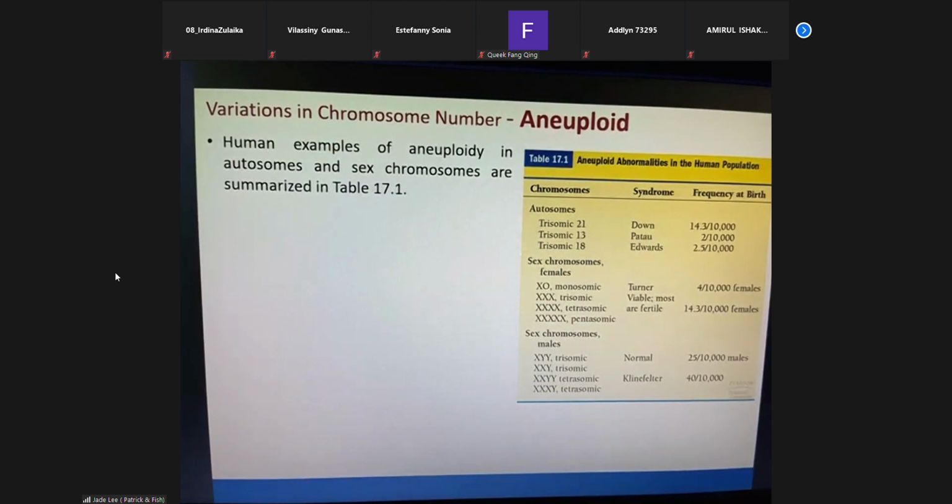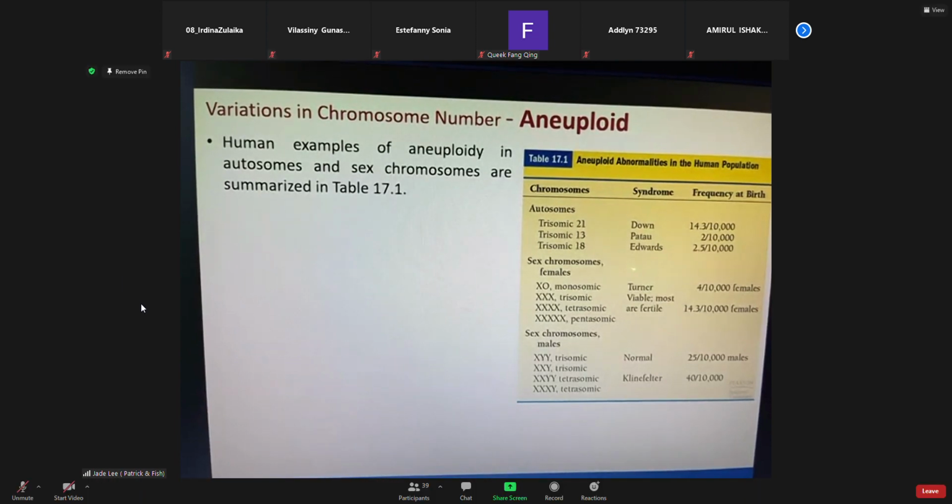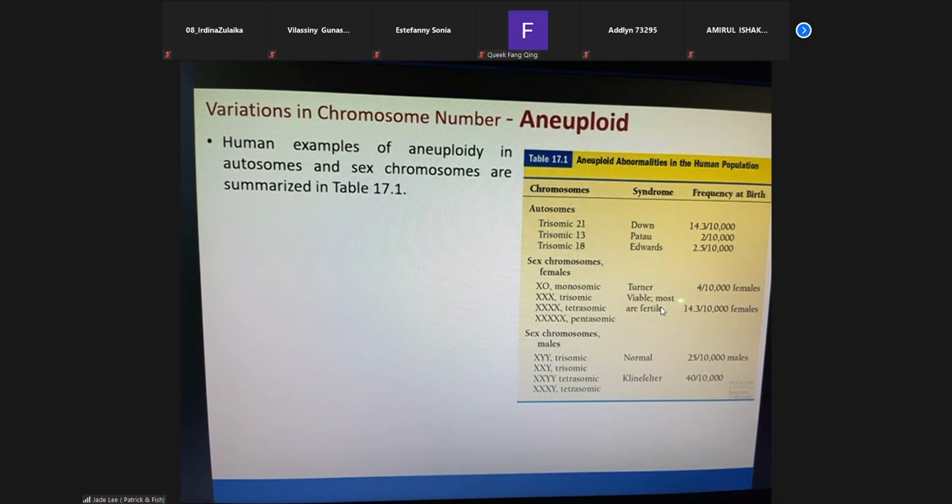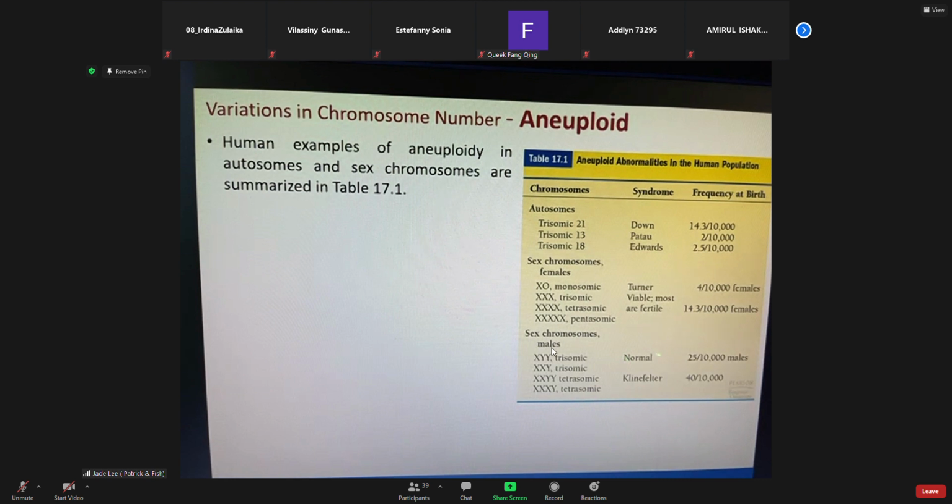Okay, kalau kita tengok sex chromosome female, kalau XO is monosomic, dia akan hasilkan Turner syndrome, yeah, which is 4 in 10,000 females. Whereas kalau XXX trisomic, dia viable most, okay, and kalau XXXX tetrasomic, most are fertile, okay, 14.3 over 10,000 females. Lepas tu kita ada pentasomic also. Kalau in male, trisomic XYY, okay, syndrome dia nampak normal, which is 25 over 10,000. What we call super male lah, XYY ini.